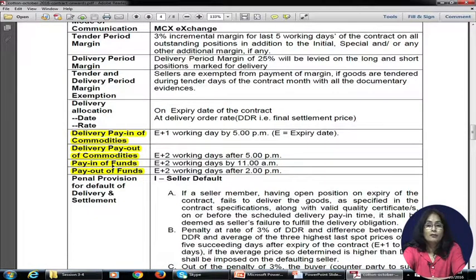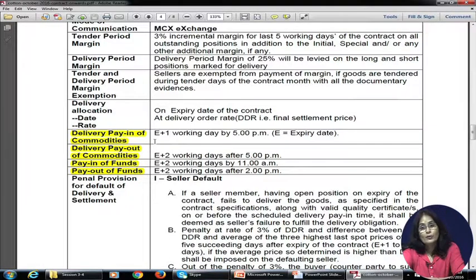Similarly, pay in of the funds, that is the long position holder will be paying money to the exchange. They will be paying money by 11 a.m. on E plus 2 working day. And pay out of the funds, that is the exchange will pay money to the short futures holder, on E plus 2 working day after 2 p.m. So if you see the sequencing of these 4 things, that is delivery pay in, delivery pay out, pay in of funds and pay out of funds.